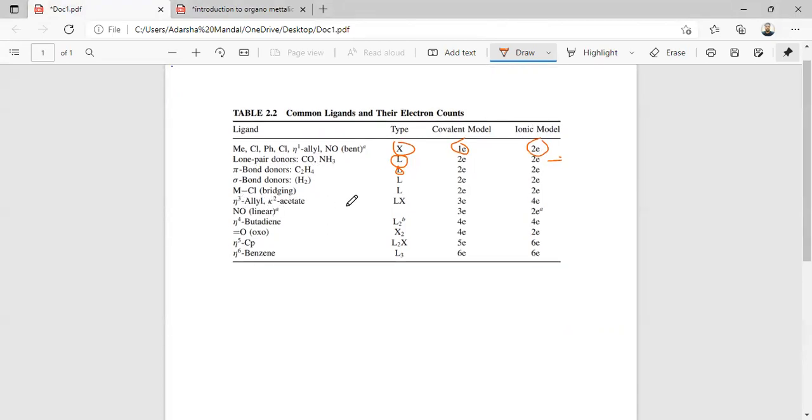So η3-allyl is an LX type ligand; it will donate 3 electrons in the covalent method and 4 electrons in the ionic method. η4-butadiene has two carbon-carbon double bonds, so it is an L2 type ligand; it will donate a total of 4 electrons in both the ionic and covalent methods. η5-Cp is an L2X type ligand, so it will donate 5 electrons in the covalent method and 6 electrons in the ionic method. And η6-benzene is an L3 type ligand, so it will donate 6 electrons in both the ionic and covalent methods.